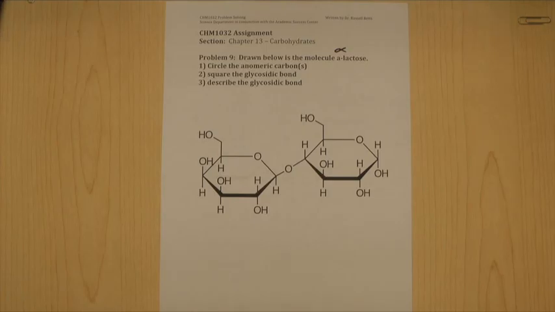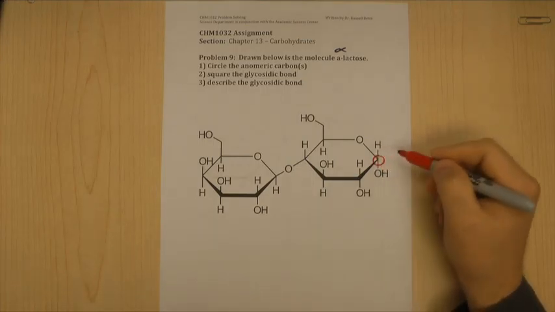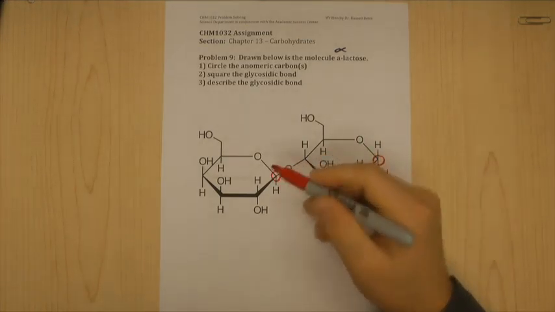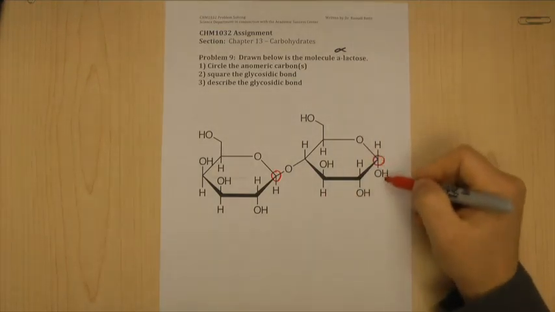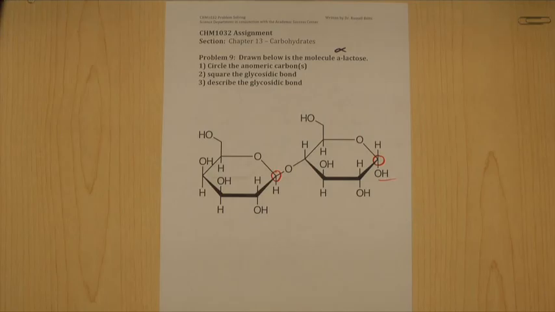Circle the anomeric carbons. Recall from the last video, or a previous video, that the anomeric carbons were the ones directly to the right of the oxygen in the ring. So this is the anomeric carbon, and that is an anomeric carbon. This is alpha lactose, so notice the OH here is in the alpha position.